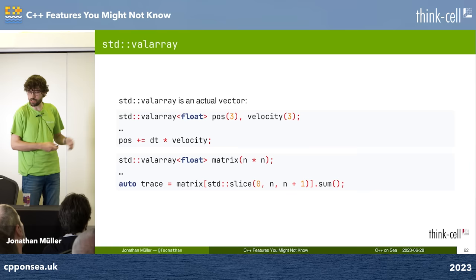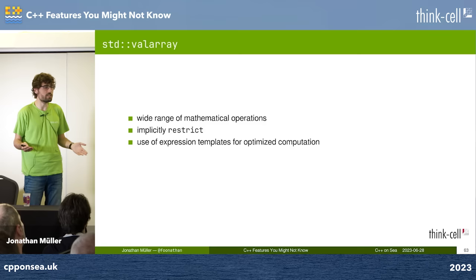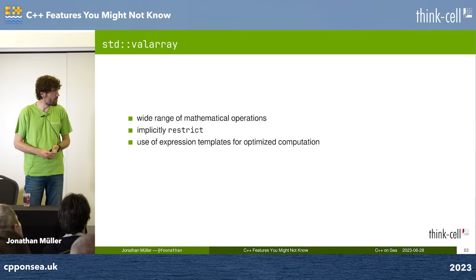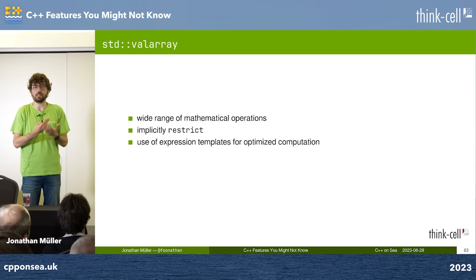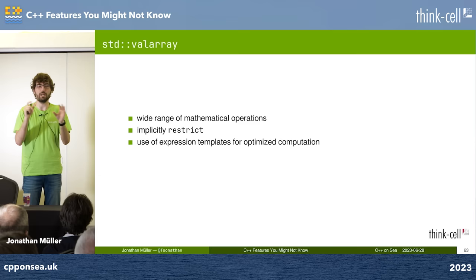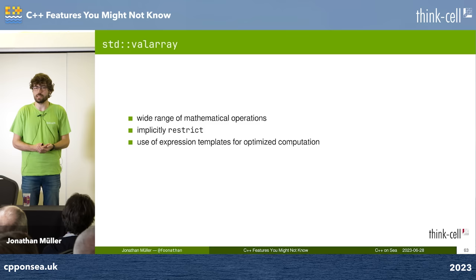It has a wide range of mathematical operations, so the trigonometric functions are overloaded on them and things like that. It has member sum and so on. It is implicitly restrict, so the compiler can assume that they don't alias. If you have a pointer to a valarray and a pointer to another valarray, the compiler can assume that they don't alias and do a bunch of optimizations. It is allowed to do expression templates, so if you have a complex operation, you can use a fused multiply add operation.